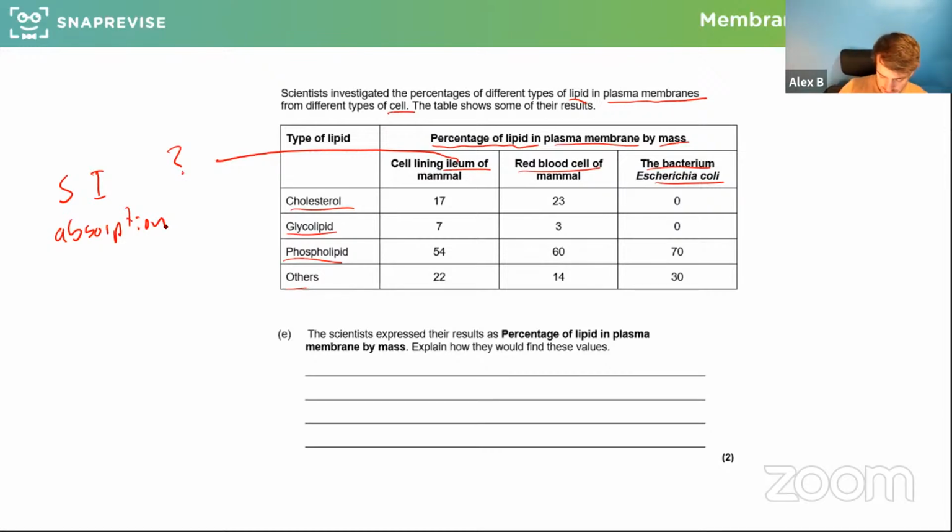So first question is, scientists express their results as percentage of lipid in plasma membrane by mass. How would they calculate that value for 2 marks? Will, yes, fire away with your question. You can use either Alex or Mr. B, whichever you prefer. But yeah, Alex is fine.